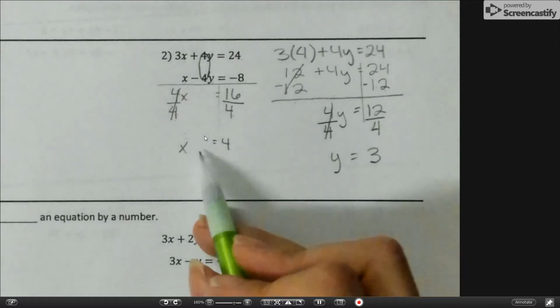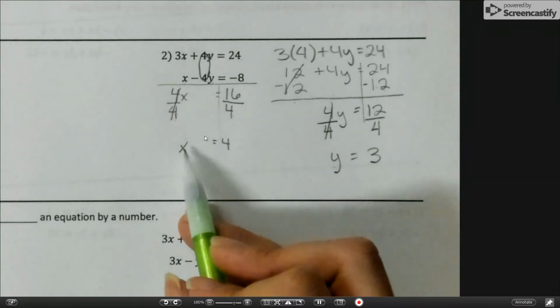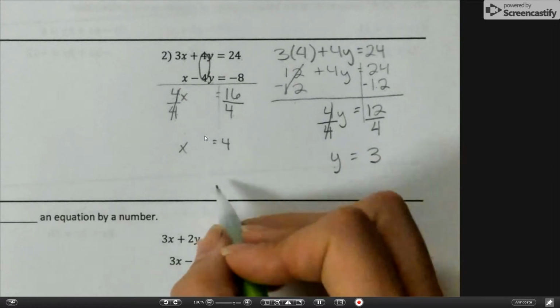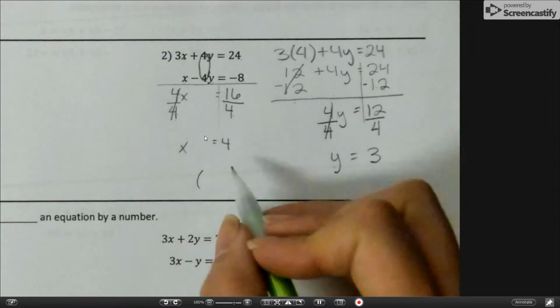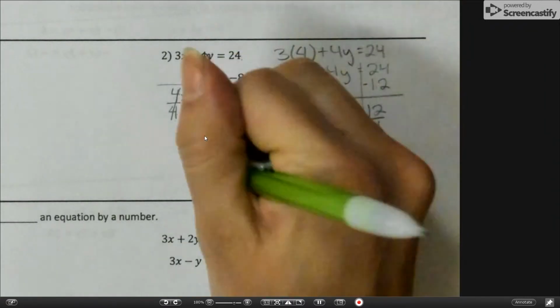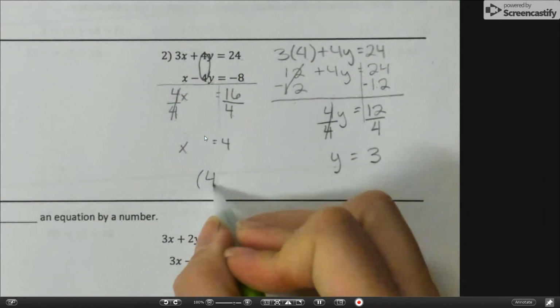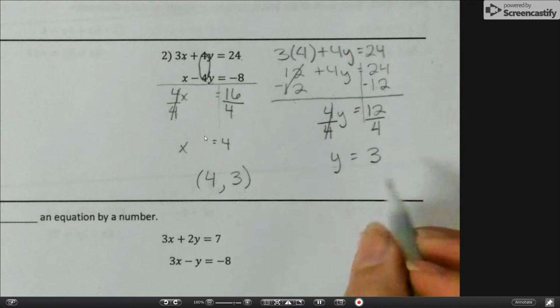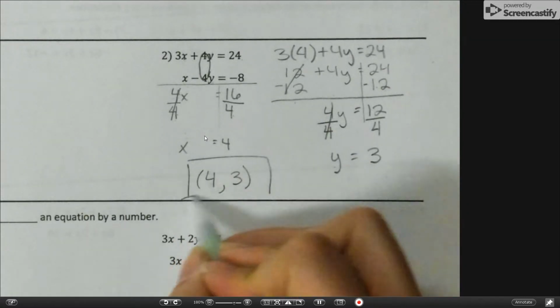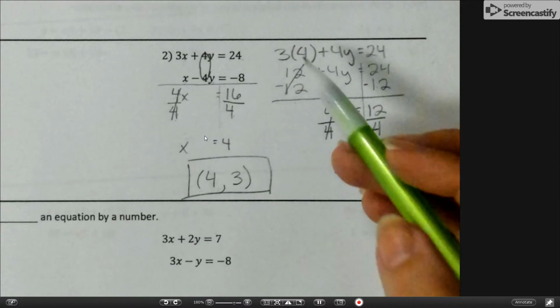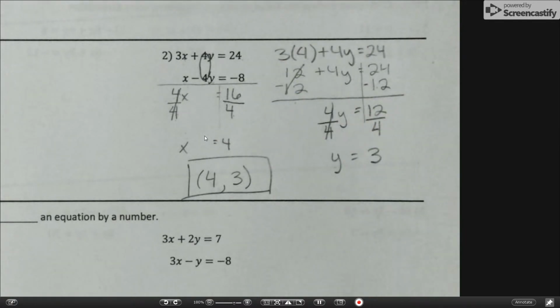Okay, so our answer has two components, an x and a y coordinate. So we're going to put those as a point. I wrote that wrong. Our x value should always go first, and then our y value goes second. So this is our point. That's the answer. That's the solution to our system of equations. When we get an answer to a system, it's going to be our solution.